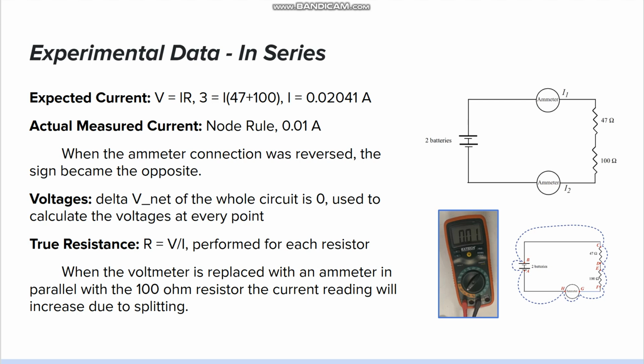Experimental data, series. For the first circuit, the expected current, according to V equals IR, was 0.02041 amps, and the actual measured current using the node rule was 0.01 amps. When the ammeter connection was reversed, the sign became the opposite. Voltages. Delta V net of the whole circuit is equal to 0, which is used to calculate the voltages at every point. For the true resistance, R equals V over I, which is performed for each resistor, and when the voltmeter is replaced with an ammeter in parallel with the 100 ohm resistor, the current reading will increase due to splitting.